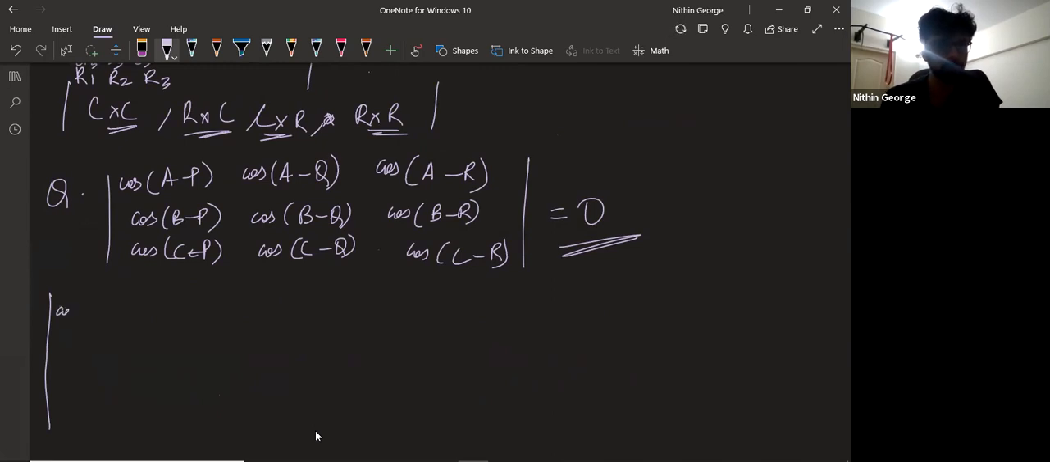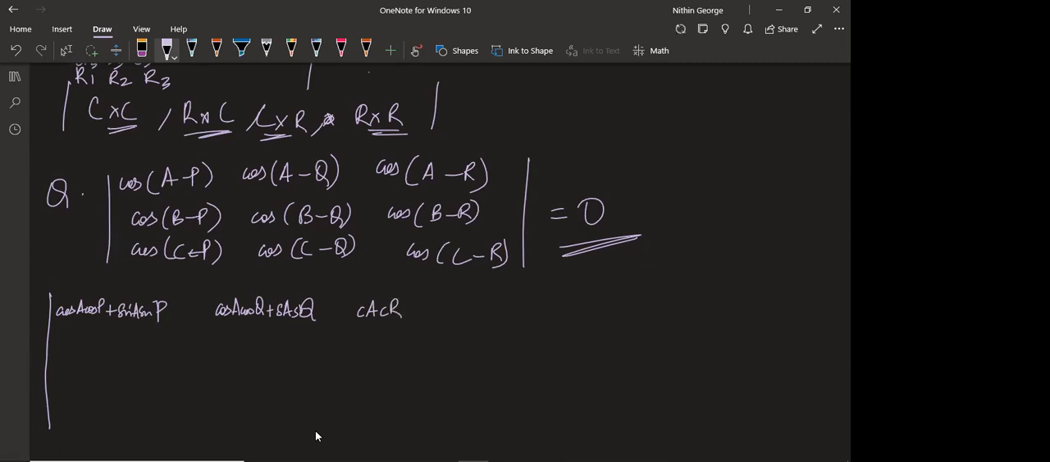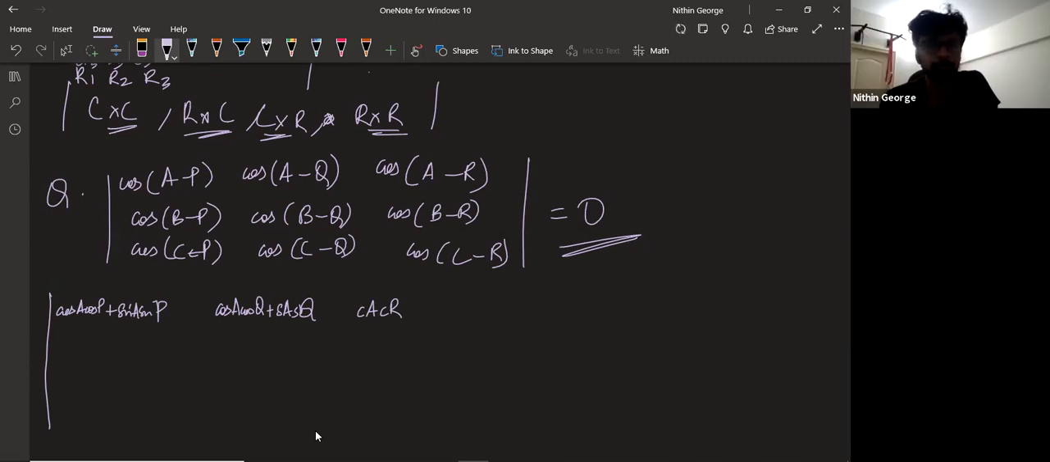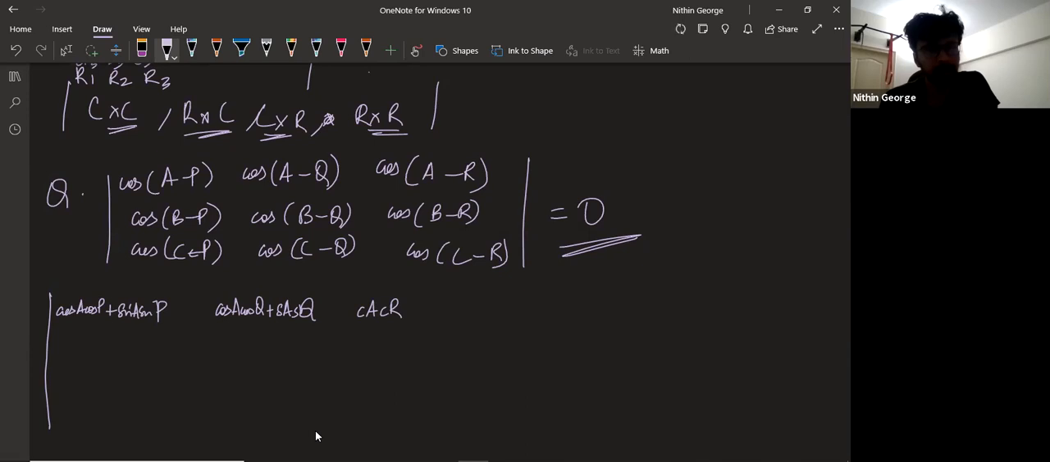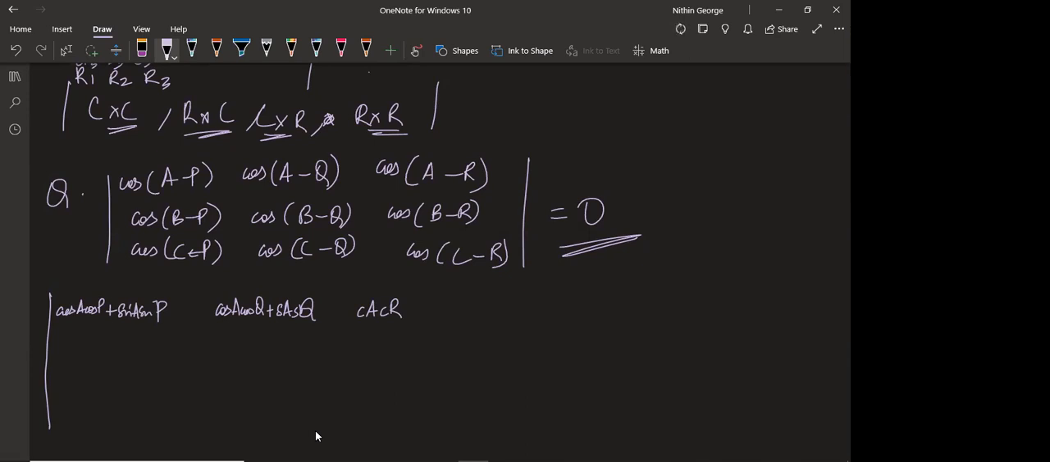So cos a minus p is cos a cos p plus sin a sin p. Cos a minus q is cos a cos q plus sin a sin q. Cos a minus r is cos a cos r plus sin a sin r. Sir, if you split the determinant, the second part will automatically become 0 because they are same elements. No. How do you split the determinant? Sir, like sin A, sin P, and then sin A, sin Q. Then take sin A common.